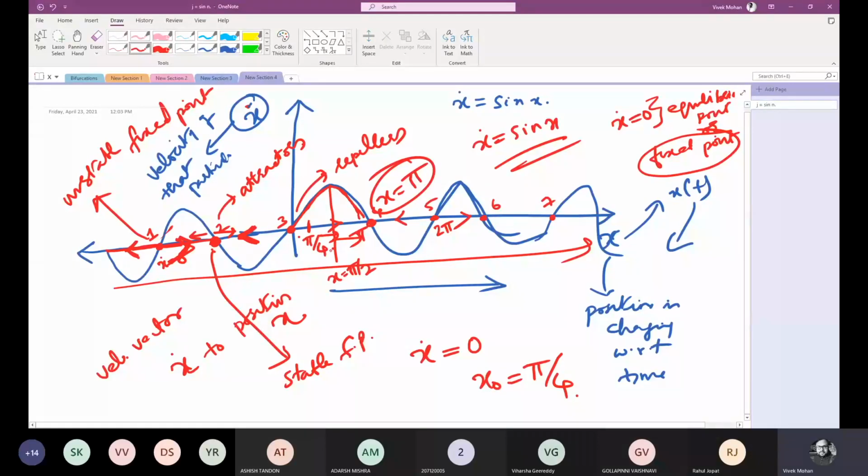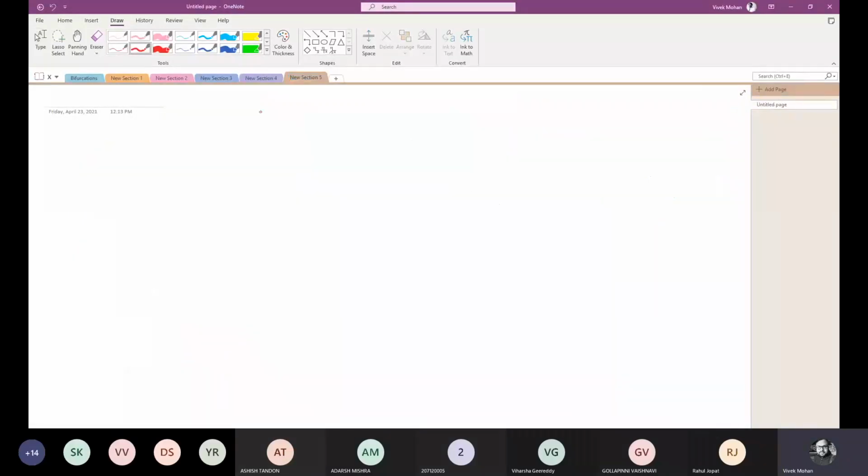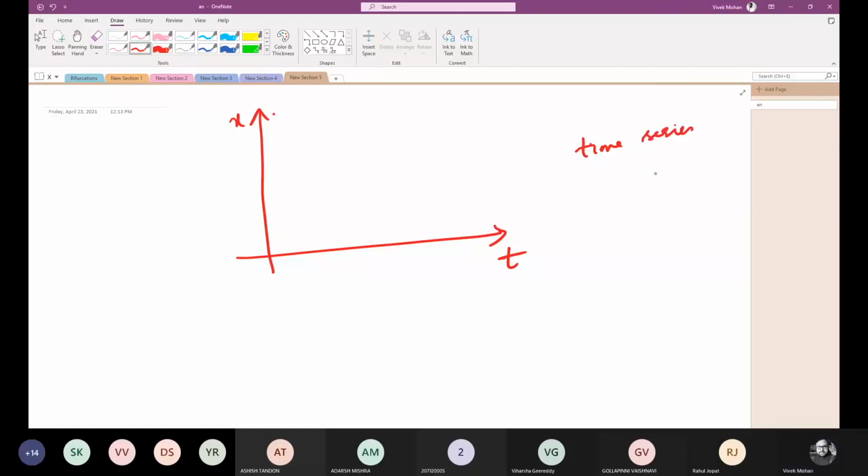Analyzing this graph, now let's see one curve in which I'm going to draw another curve. This is t versus x. This is basically the time series of x of t. So from pi by 4, I am starting. x naught is pi by 4, right? This is pi.